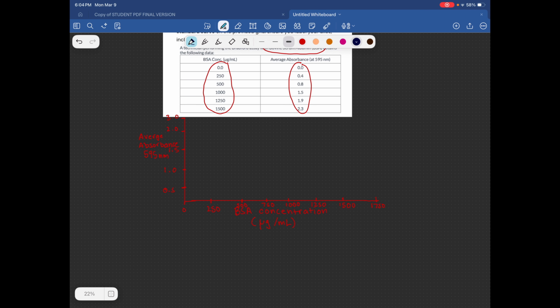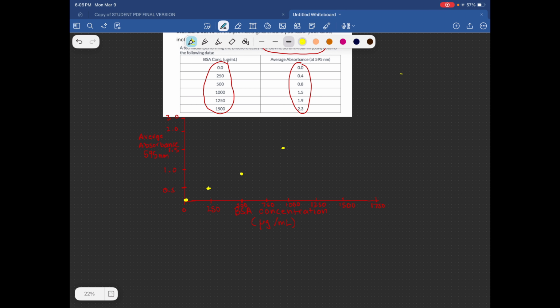And then we just need to come in and plot our points. The first one is going to be 0 and 0, so we'll put that down here. That's our blank. The second one is at 250, where we get a measurement of 0.4, so we'll put a dot there. At 500, we get a measurement of 0.8, so we'll put a dot here. At 1,000, we get a measurement of 1.5.